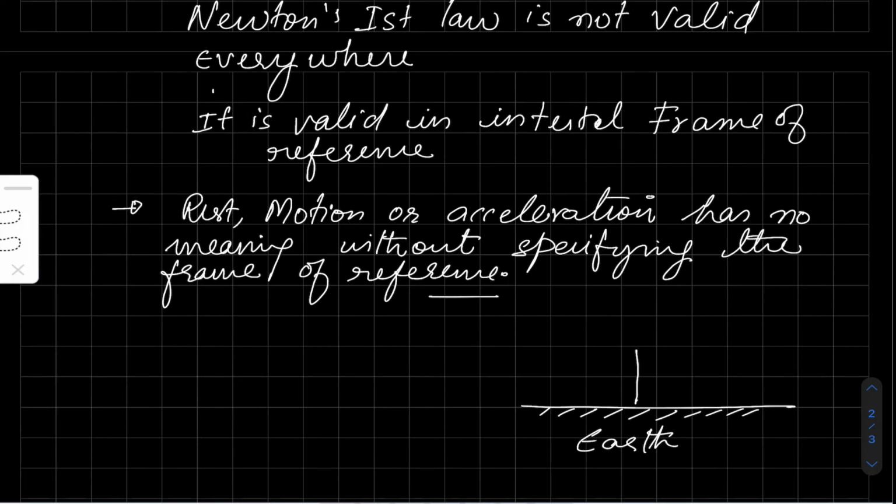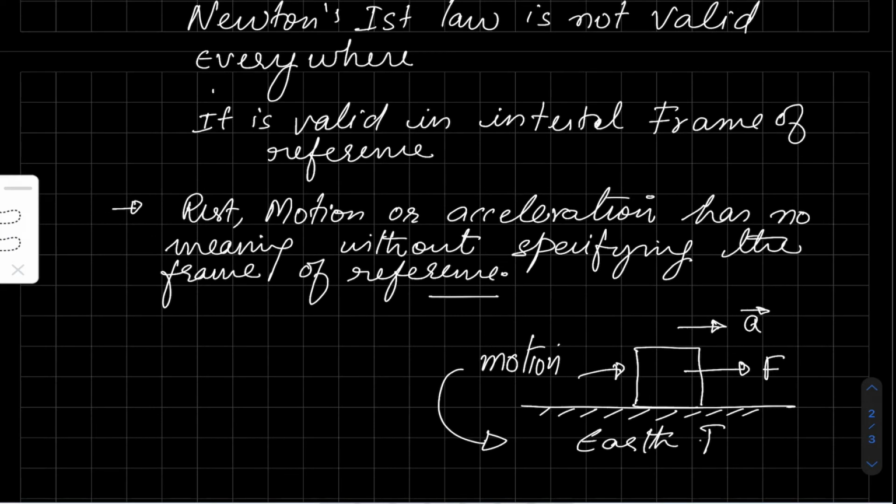So if a body is here, and some force is acting on this box, it means that it is moving with some acceleration, right? So this motion is happening in the earth frame of reference. If it is not stated under which frame of reference the situation is, then we will consider by default that the situation is happening in the earth frame of reference.